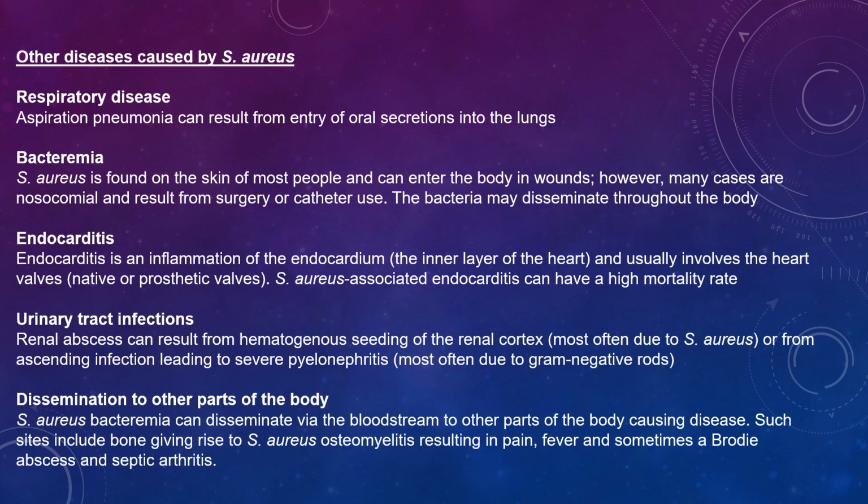So, as I mentioned earlier with dissemination, S. aureus bacteremia can also disseminate via the bloodstream to other parts of the body, causing disease. Such sites include bone, giving rise to S. aureus osteomyelitis, resulting in pain, fever, and sometimes a Brodie abscess and septic arthritis.